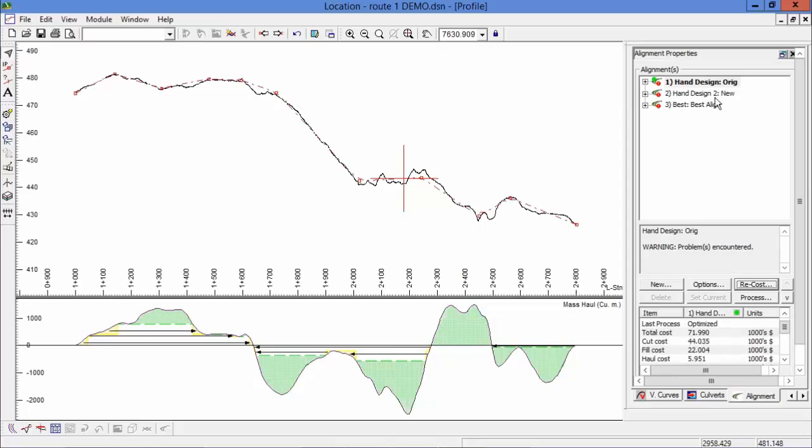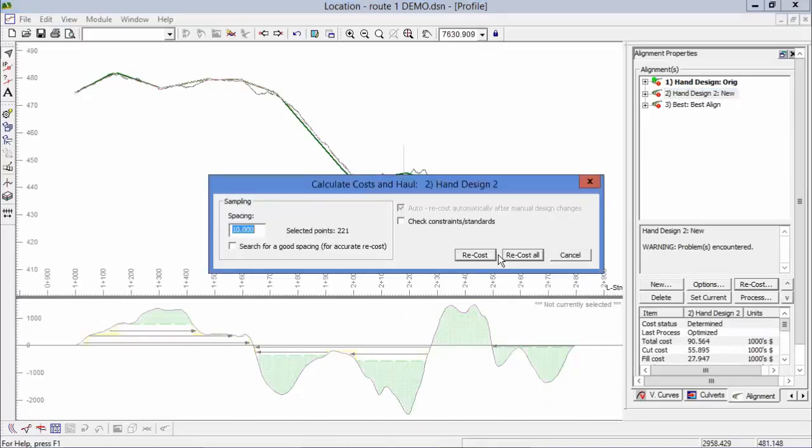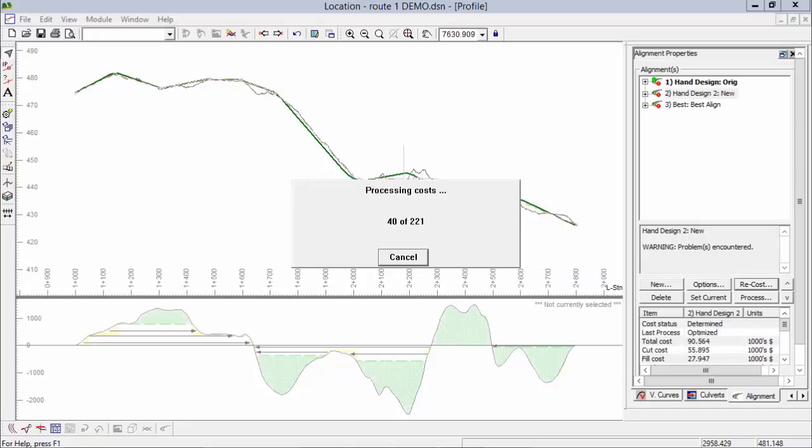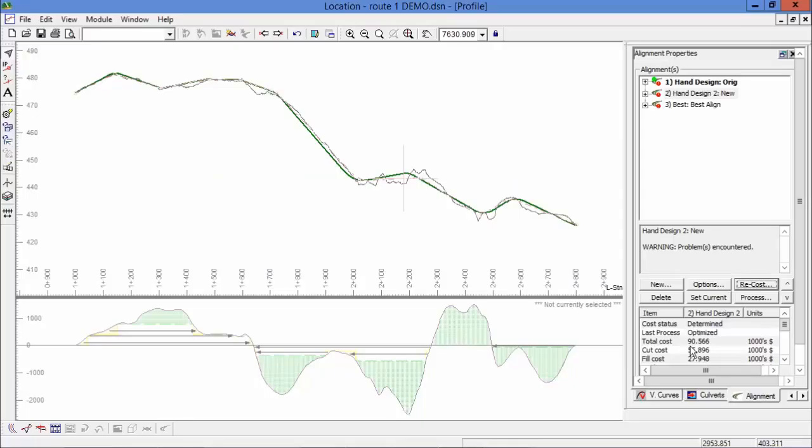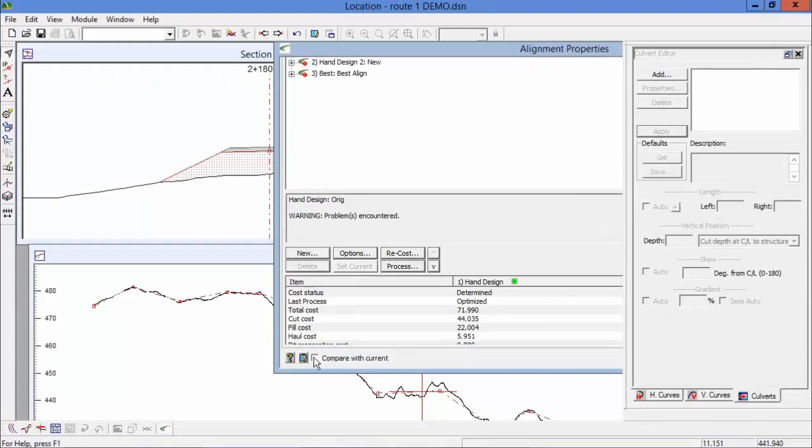And let's go now to the second alignment, the one I have tweaked from this one. And then if I do a recost again, okay, what I'm getting is a cost of $90,000. So if I actually compare with the... okay, this is not the resolution I'm using normally, so everything is a bit squished here. Okay, let's just take this out here. There you go.